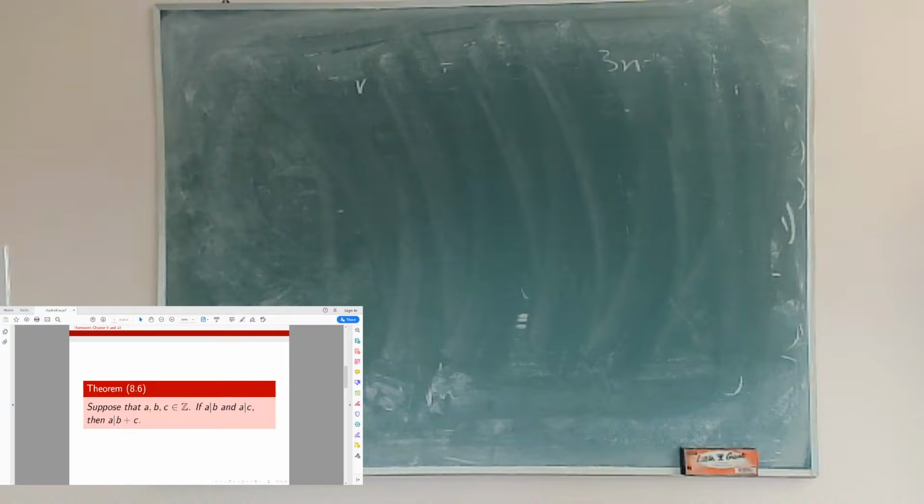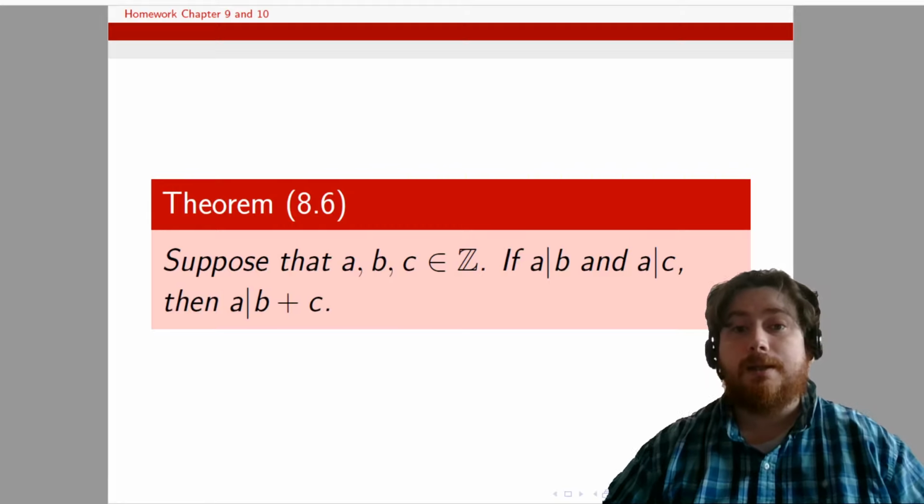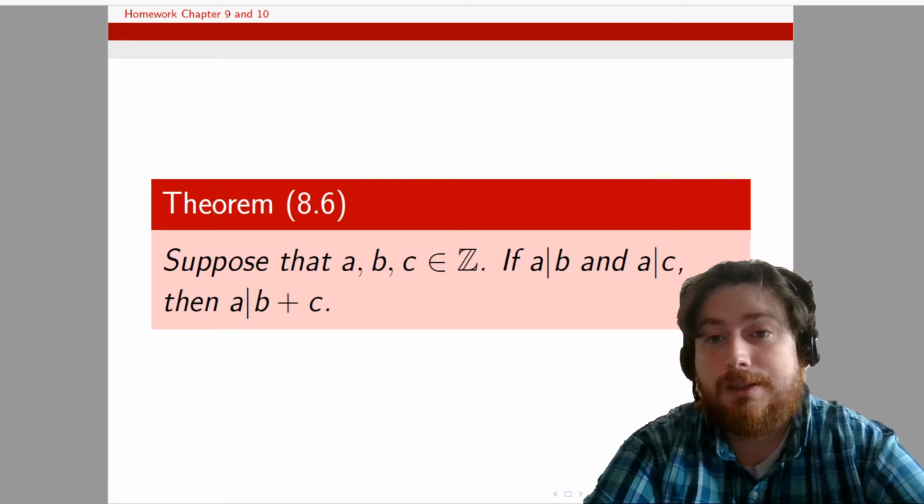So what I have here is, in this case, I get that a, b, and c are integers. And here I get to assume that a divides b and a divides c, and I have to show that a divides b plus c. So again, this is going to be a direct proof.